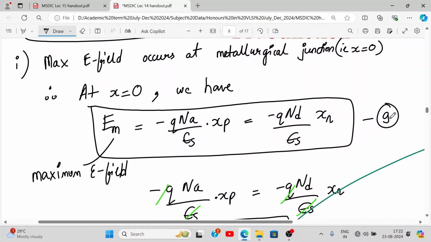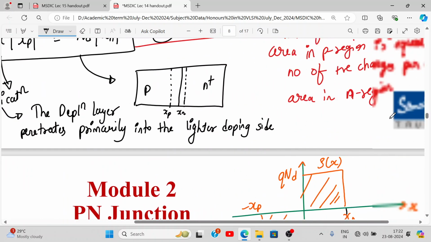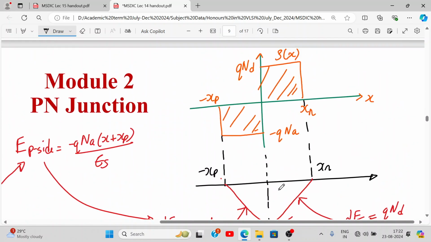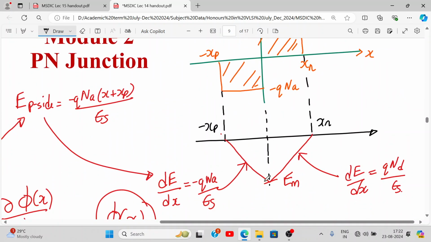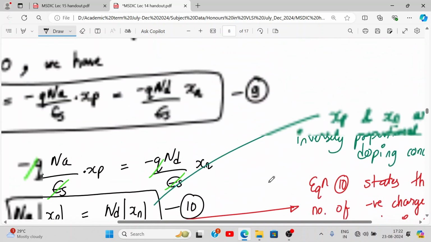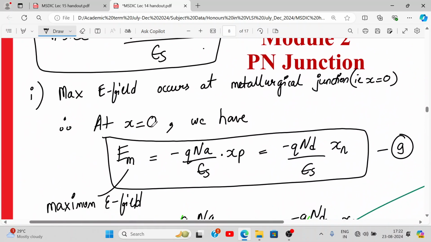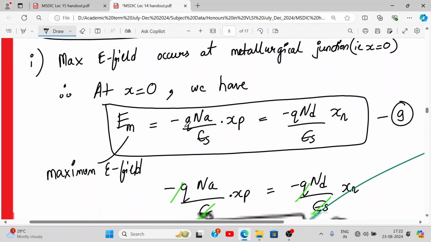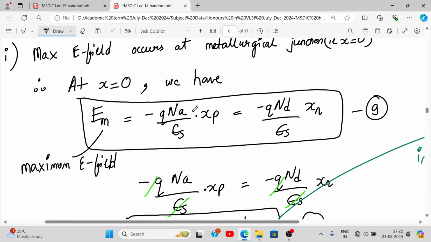So what are the learnings from here? We are finding the maximum electric field. So where is the maximum electric field occurring? It occurs at the metallurgical junction, at x equal to 0, which is nothing but EM. EM stands for maximum electric field. Now we are finding the expression for it. So we substitute x equal to 0 in the formulas we have written just now. So what do we get? EM is minus QNA dot XP upon epsilon S, and minus QND upon epsilon S into Xn. All right, so this is my maximum electric field formula.